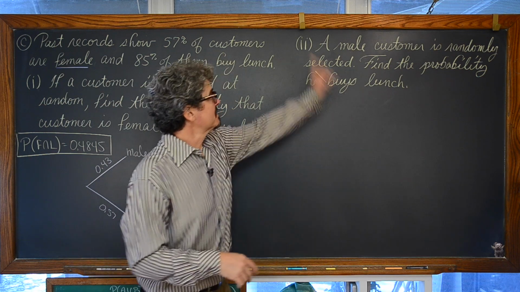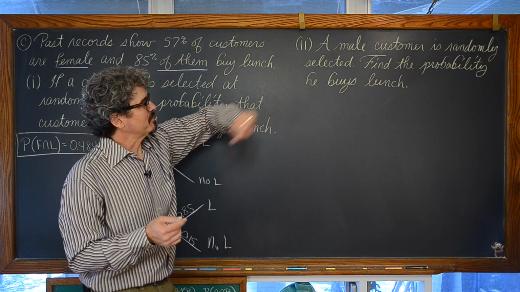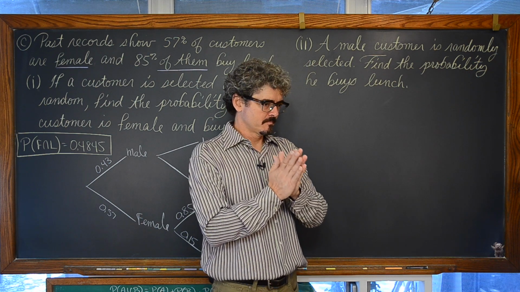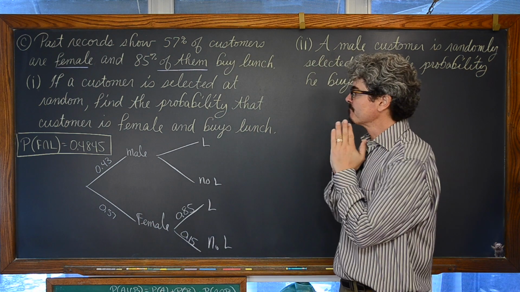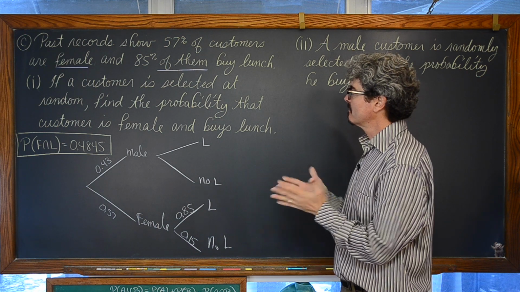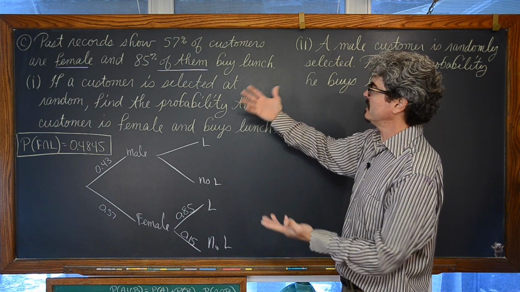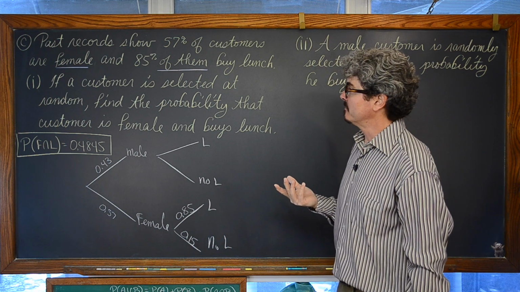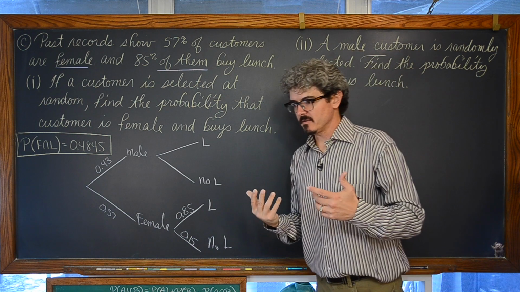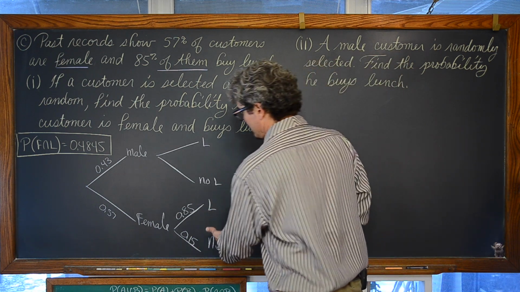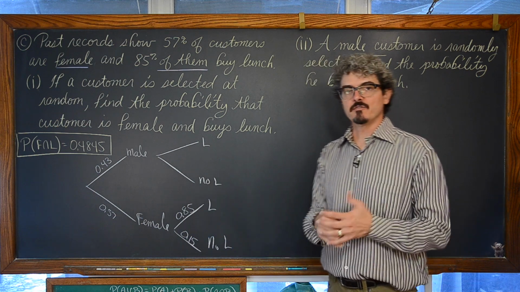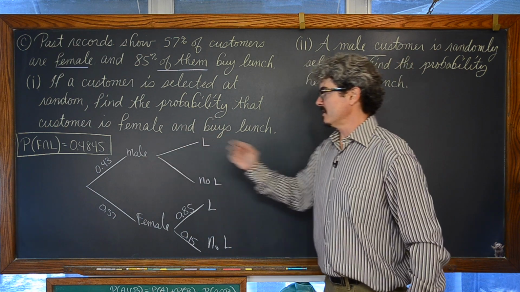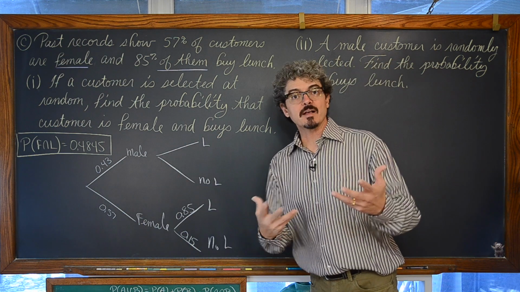And last but not least, the guys. A male customer is randomly selected. Find the probability that he buys lunch. Now, I'm not given any information about the probability of a male buying lunch. We just talked about how buying lunch and being female are not independent events, so I can't just jump to a conclusion about the probability that a male buys lunch, because gender affects that probability.